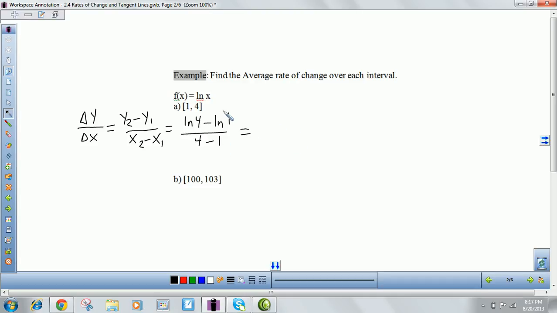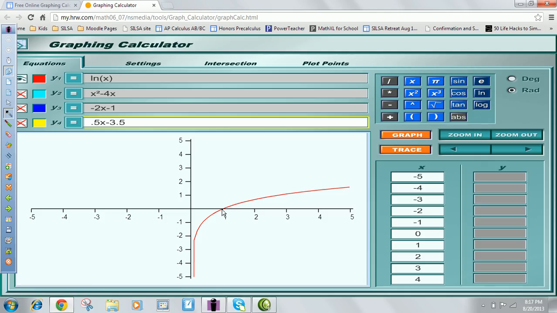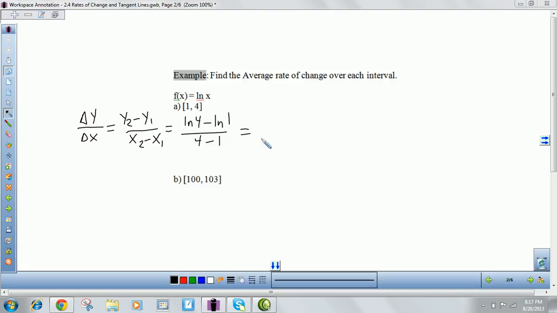You then remember the natural log of 1, if we come back and look at the graph, the natural log of 1 is 0. So you'd have the natural log of 4 minus 0. So you just have the natural log of 4 all over 4 minus 1, which is 3.